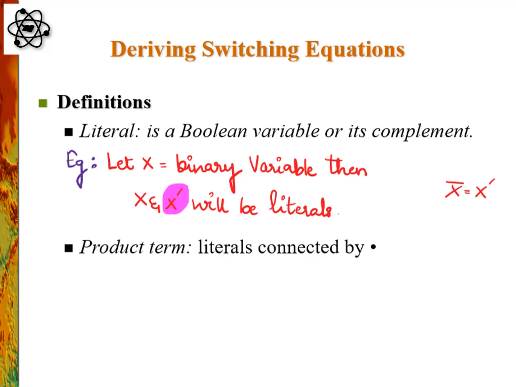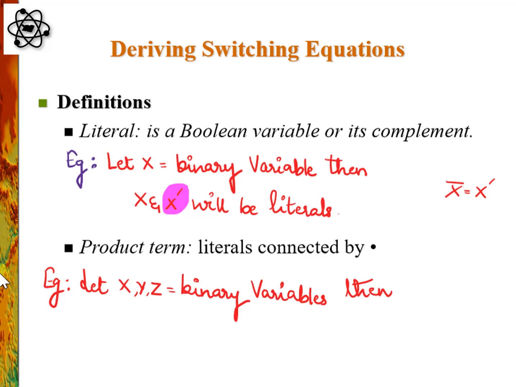The second definition is the product term. A product term is a literal or the logic product of multiple literals. For example, if we have x, y, z to be the binary variables, then the product term could be x, xy, x bar yz, etc. If you observe, it could be a single variable or a combination of many variables. That can include even complements.